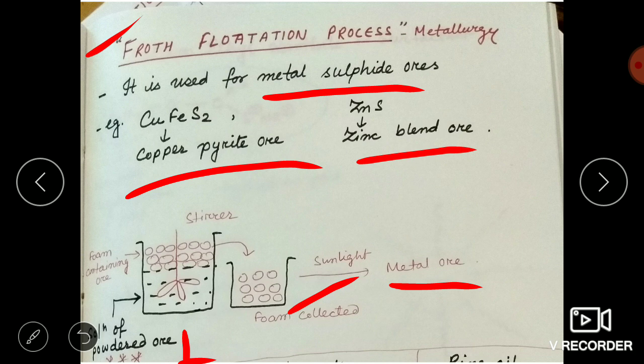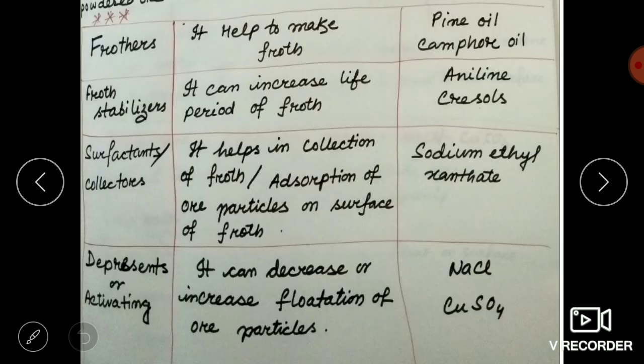Here, what we have done is we have made a solution of the powder ore. With the stirrer we stir it, the foam forms, in the foam the metal ores are collected, then we separate the foam with the metal ore, we dry it and we get the metal ore. But in this process some finer steps are involved, and we have to understand what these finer steps are.